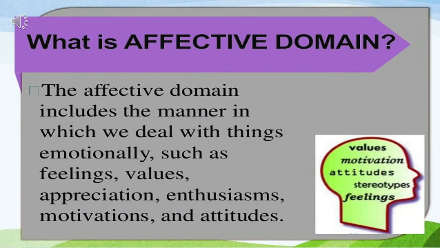Our focus in this topic is the affective domain. So what is the affective domain? The affective domain includes the manner in which we deal with things emotionally, such as our feelings, values, appreciation, enthusiasms, motivations, and attitudes. Although difficult to measure, they can still be objectives or goals. It describes our feelings, likes and dislikes, our experiences, as well as the resulting behavior.